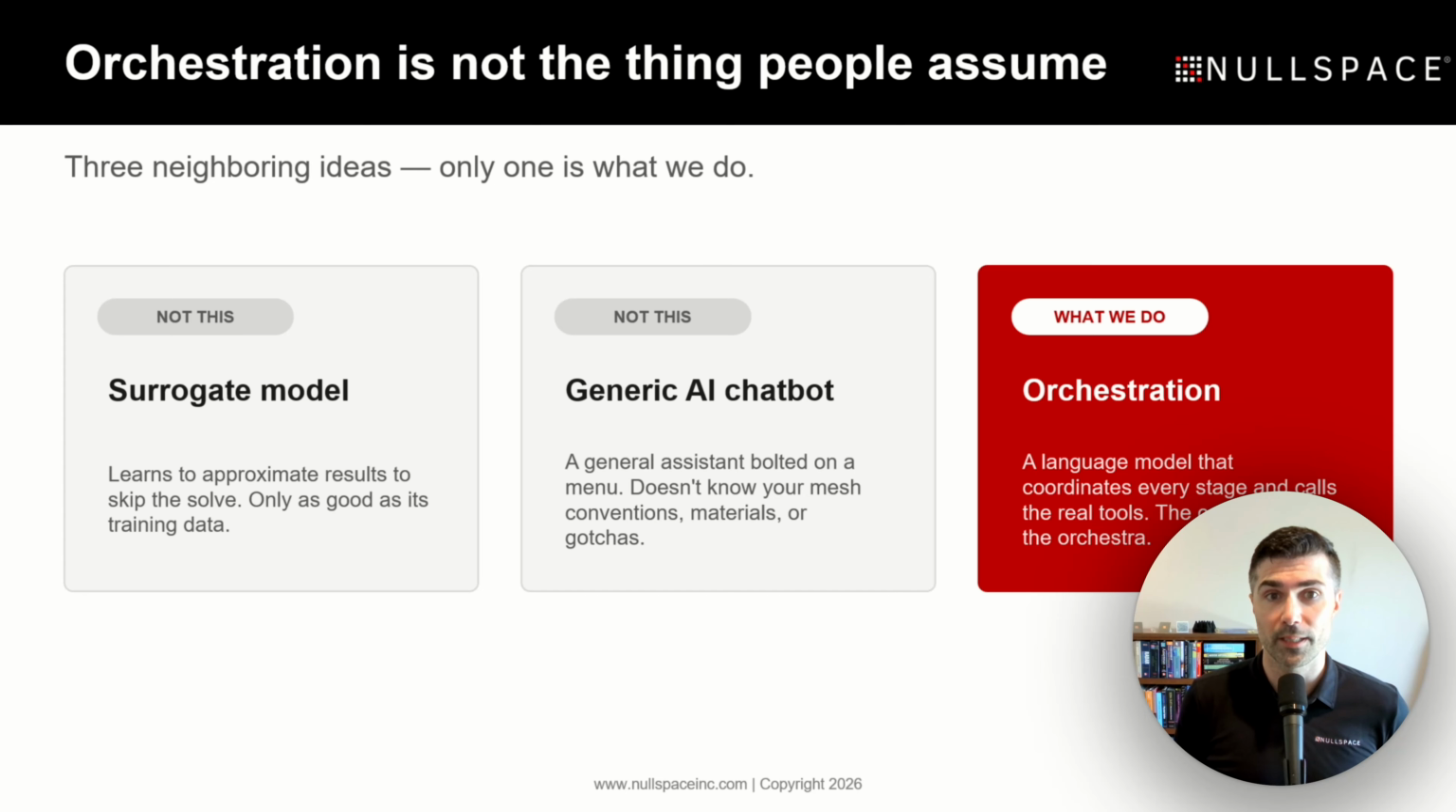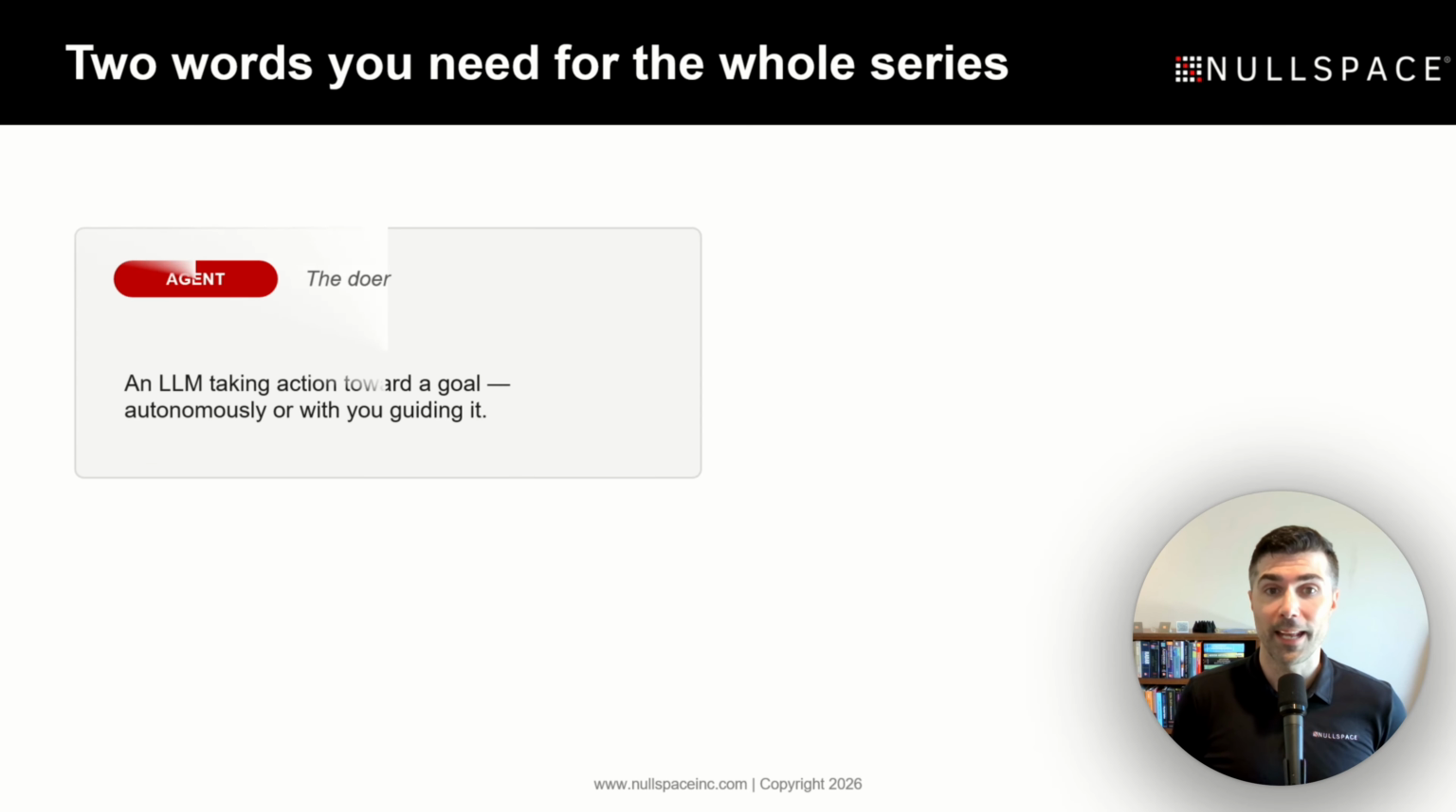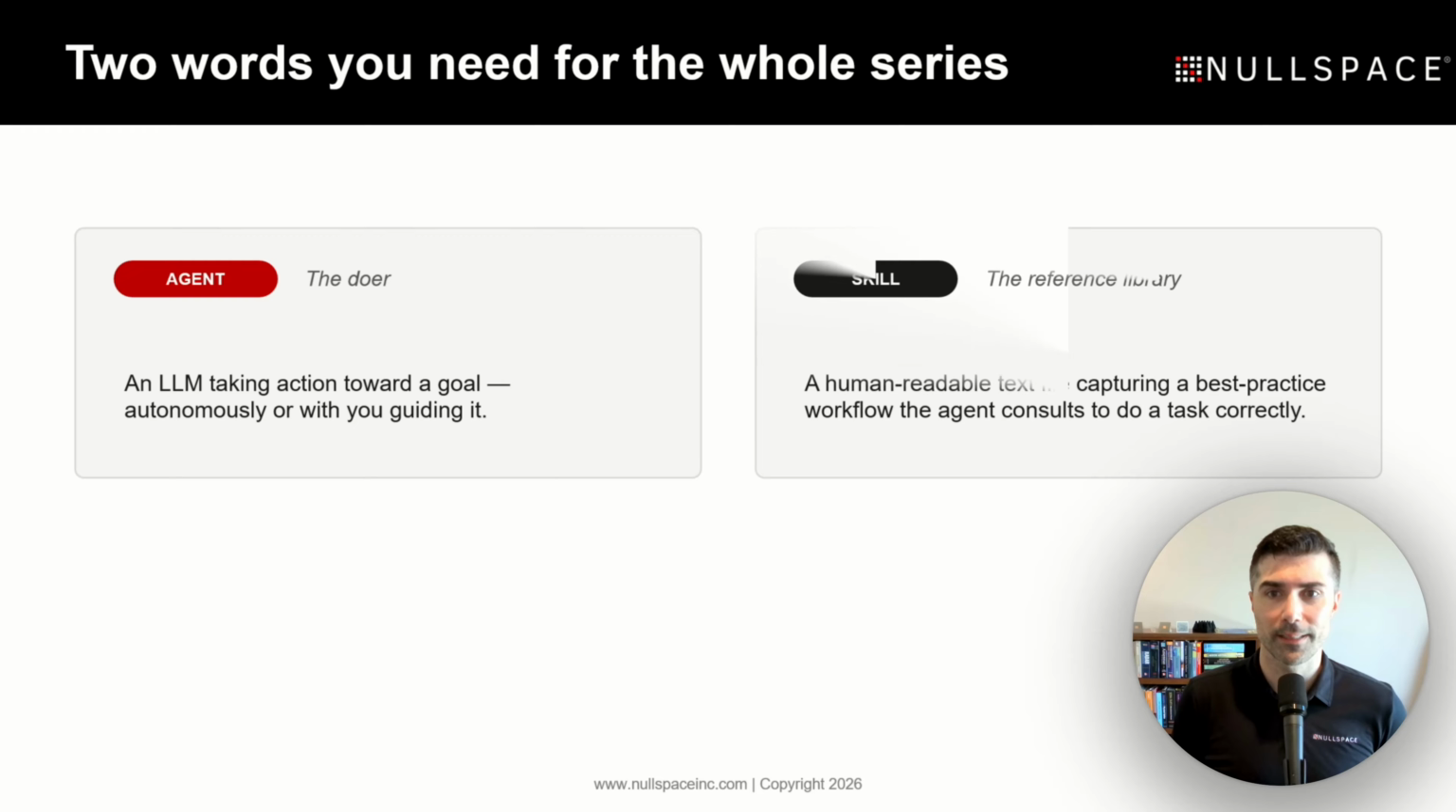This expertise lives inside of 2 buckets that we will define because you'll hear us saying them a lot in this series: agents and skills. An agent is a large language model taking action towards some goal, either autonomously or with you guiding it. Whereas a skill is a knowledge resource that the agent consults with to do a specific kind of task correctly. The way I like to think about it, the agent is the doer, and the skills are its reference library of books.